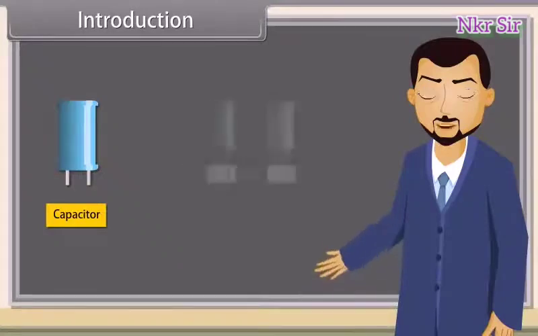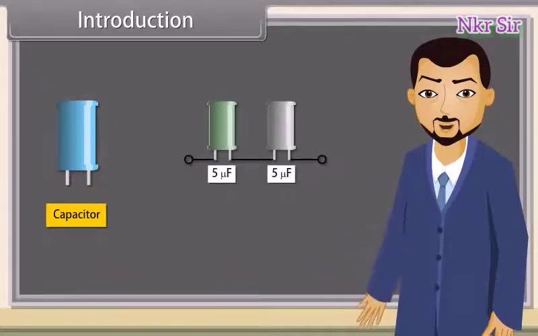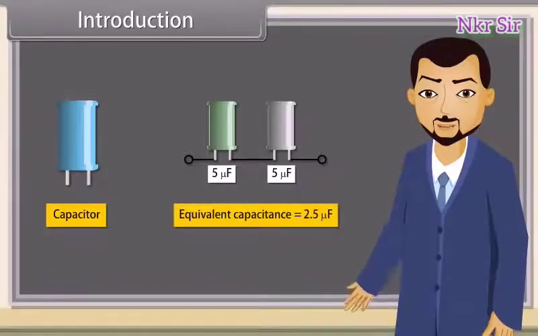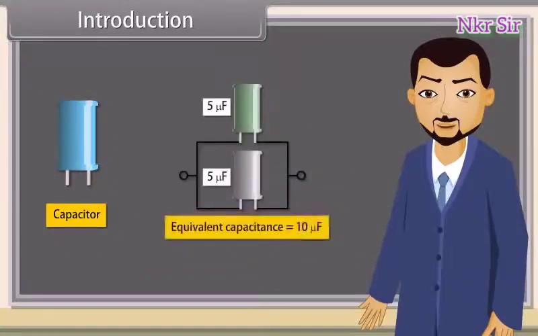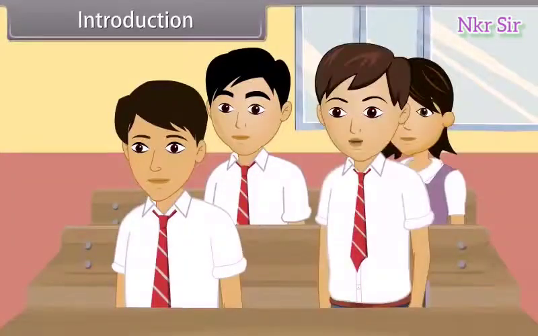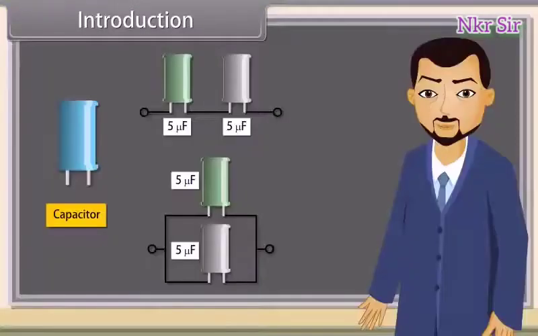Now, I am taking two capacitors of 5 microfarad and making combinations from these. The equivalent capacitance value in this case is 2.5 microfarad. The equivalent capacitance value in this case is 10 microfarad. Sir, how does the value of equivalent capacitance change by changing their combination? Good question, Ajay. Let me tell you.